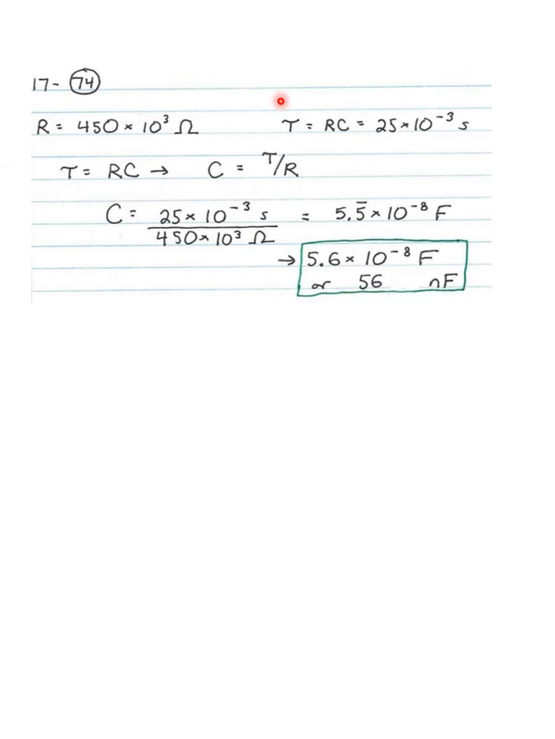I want you to know that the time constant of an RC circuit is resistance times capacitance. So 25 milliseconds is 25 times 10 to the negative 3 seconds. It's telling us we're using a 450 kilo ohm resistor. And so let's solve for capacitance. Capacitance is the time constant over resistance. Here I've plugged in those values, and I get 5.5 repeating. We'll just call that 5.6 times 10 to the negative 8 farads. Now let's put this in units with prefixes, the way it'll be listed on the capacitor, so we can call that 56 nanofarads.